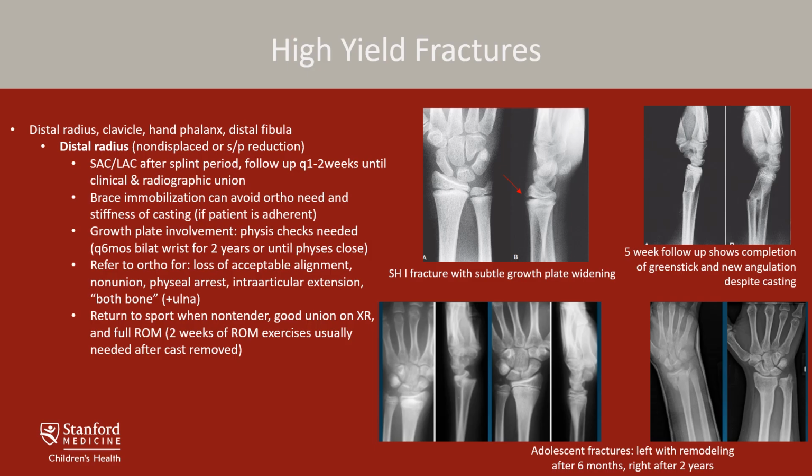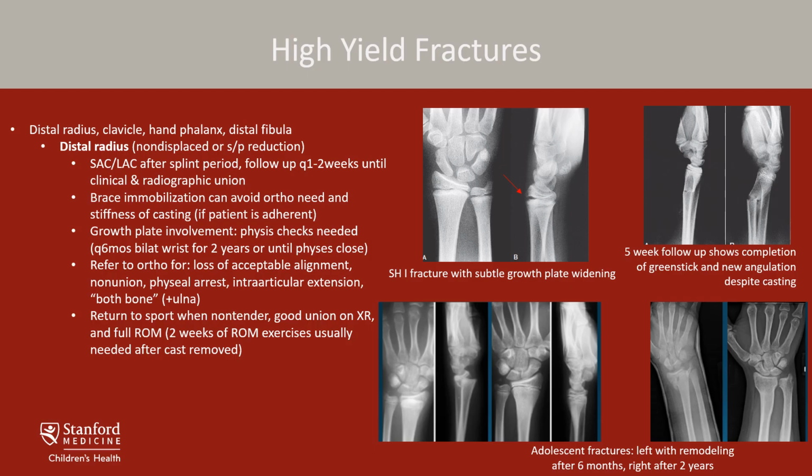You might also consider orthopedics referral for patients with intra-articular extension, for unstable both bone fractures which also involve the ulna, for fractures that don't show evidence of adequate healing after prolonged immobilization, and for loss of acceptable alignment during your immobilization period. On the top right, you can see the initial greenstick fracture. They return to their provider after 5 weeks, so not very close follow-up, and you can see that alignment has been lost at some point during this follow-up period.